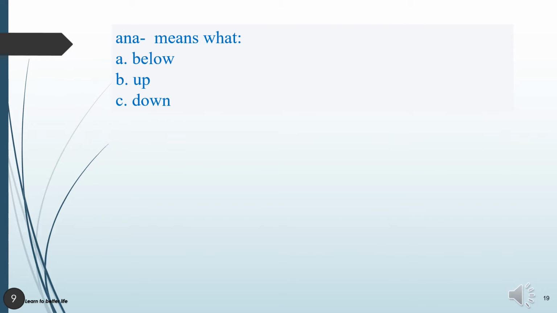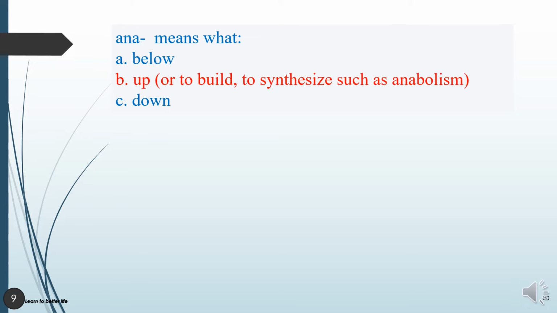Ana means what? A. Below, B. Up, C. Down. Ana means up, or to build, to synthesize, such as anabolism.